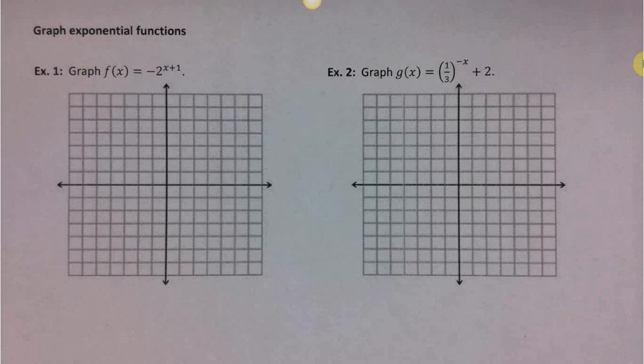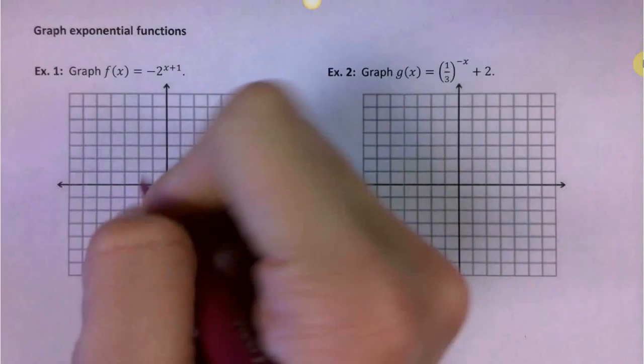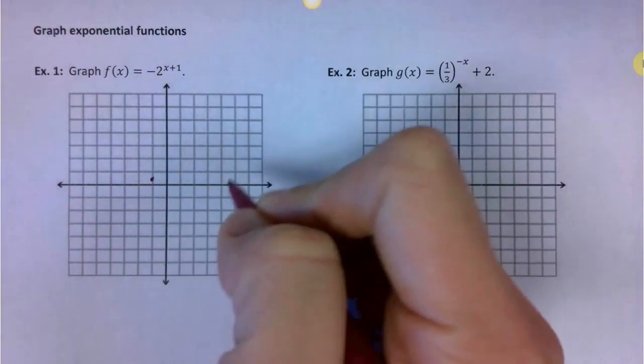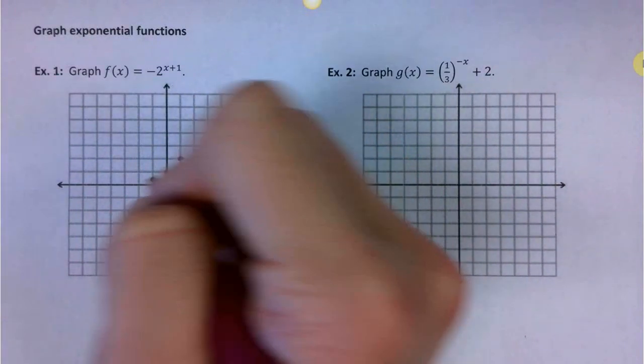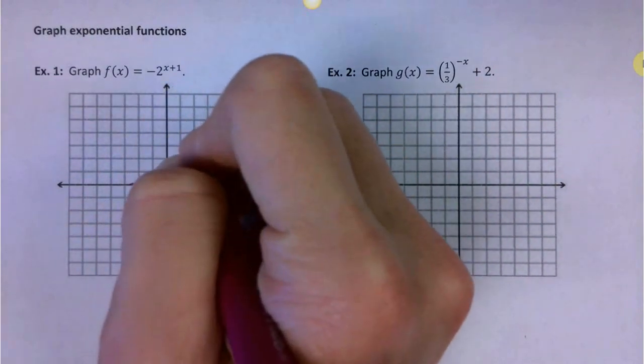We can graph more complex exponential functions by applying transformations to the base function. So for example, if we want to graph f of x equals -2 to the x plus 1. Now we already know from the previous video what the graph of just 2 to the x looks like. We decided that it contains the points (-1, 1/2), (0, 1), and (1, 2), and looks something like this.